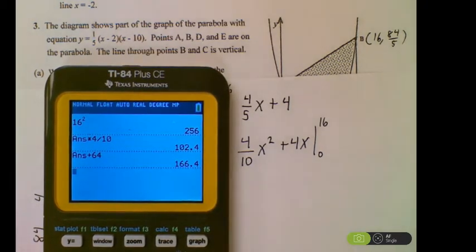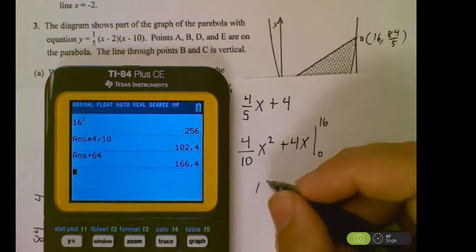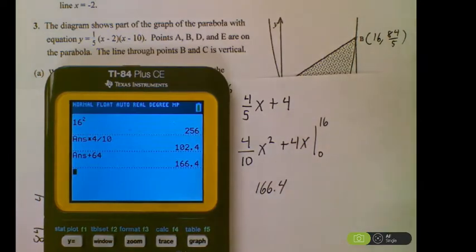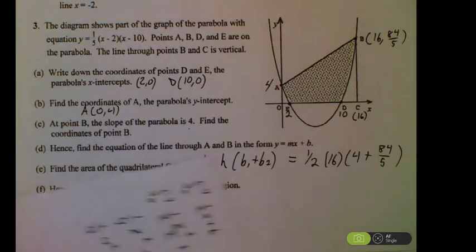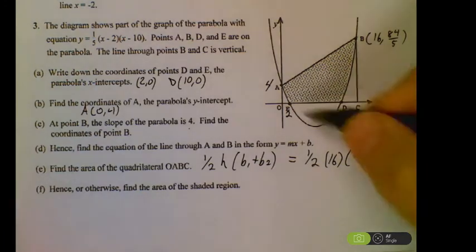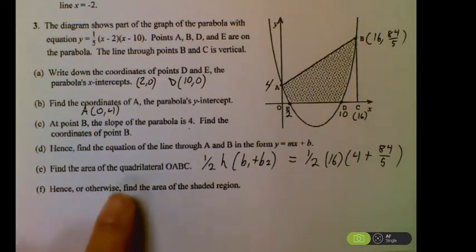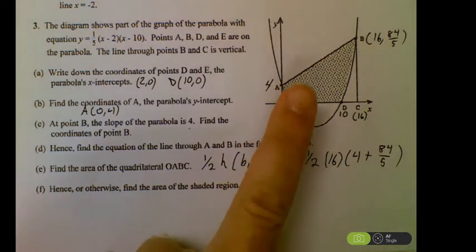So that gives me the area of the quadrilateral, or the area below the line AB. Which would have been the same result that you would have gotten from doing the area of the trapezoid. So we got our 166.4 is the total area that we're given. So now we can use that information to now find the area of just the shaded part.